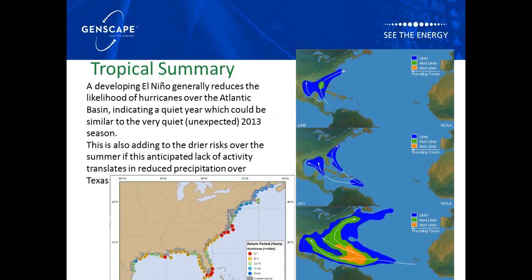This is the tropical summary. The graphs on the right are essentially for June, July, and August. You can see that any prevailing hurricane tracks are more likely to be farther east in the Caribbean, as developing El Ninos reduce the likelihood of hurricanes over the Atlantic Basin, which would essentially add to drier risks in the summer with potential for reduced precipitation in Texas.